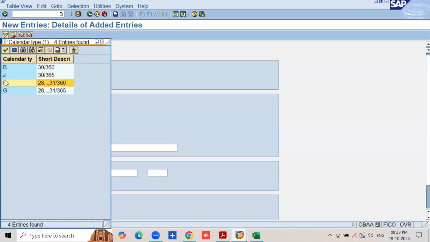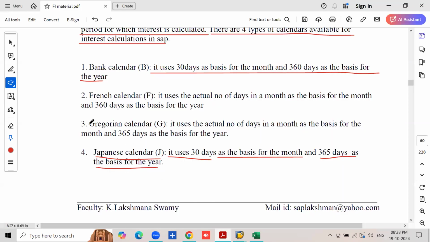Then number 3, French calendar. See, 28 to 31 divided by 360. That means the system will consider the actual number of days in a month as the basis for the month and 360 days as the basis for the year. French calendar.